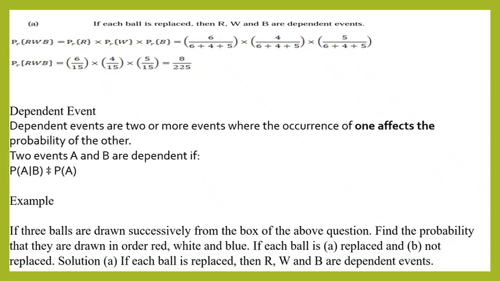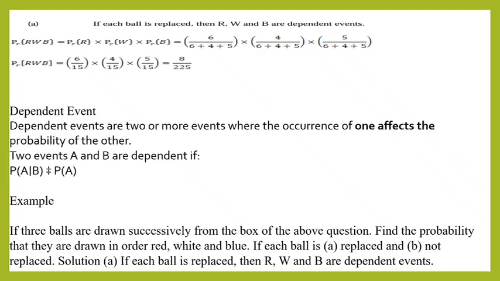When you add it together, the probability of either blue, red, white or blue will now be 6/15 times 4/15 times 5/15, which will give us 8/225. Now we have dependent events. When we say an event is dependent, what do we mean? Dependent events are 2 or more events where the occurrence of one affects the probability of the other.